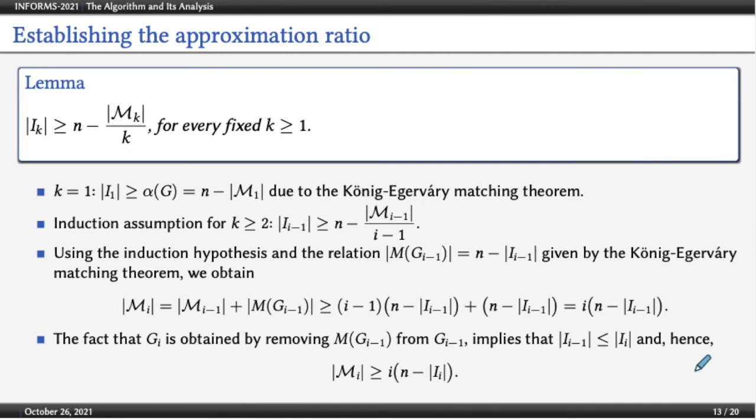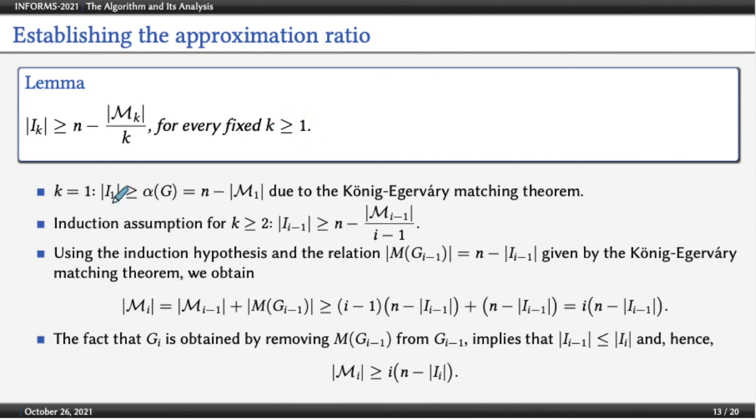Okay, our proof will be based on 3 lemmata that we'll use to establish the lower bounds on the size of this independent set that we are computing. So the first lemma states that the size of the independent set is lower bounded by n minus the cardinality of M_k divided by k for every k greater than or equal to 1.